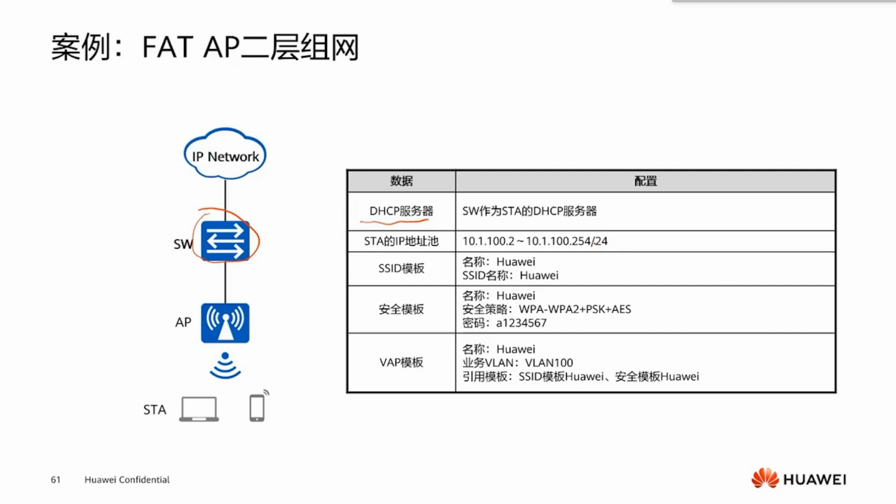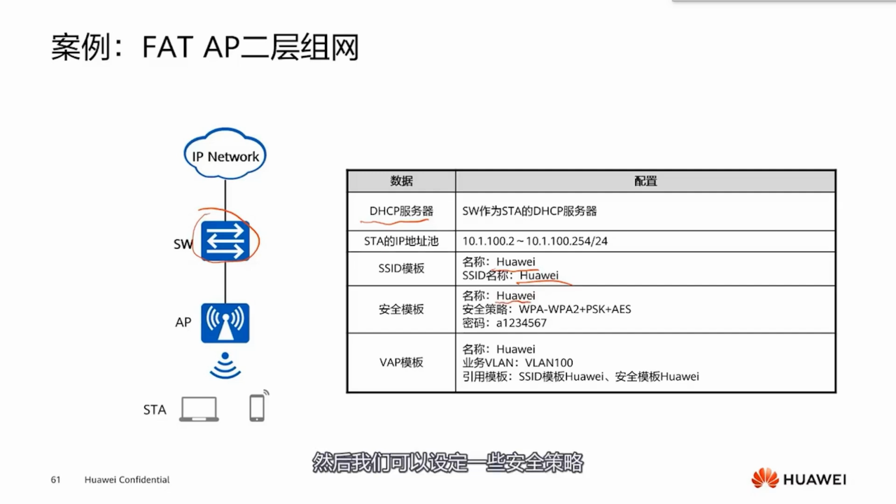Then the SSID template with a name, which is Huawei. Note, these two Huaweis are different. The top Huawei is the name of the SSID template. The lower Huawei is the SSID, that is, the name of your Wi-Fi that users can find. Then the second security template, our name, also called Huawei.